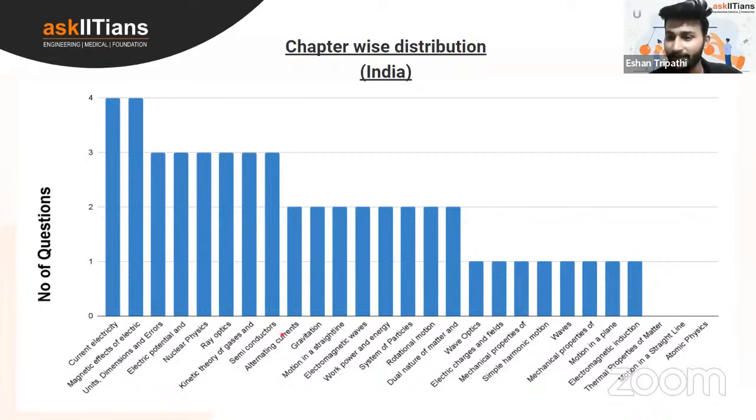We can check when Anik sir presents the chemistry analysis for you guys. We will see how it turned out to be in chemistry, which one had more weightage, 11th or 12th. But at least at first glance, it seems like 12th was the one that we should actually prepare for. And a similar pattern was seen the year before last also. So those who had prepared a bit less for physics, maybe they had a little bit of advantage.